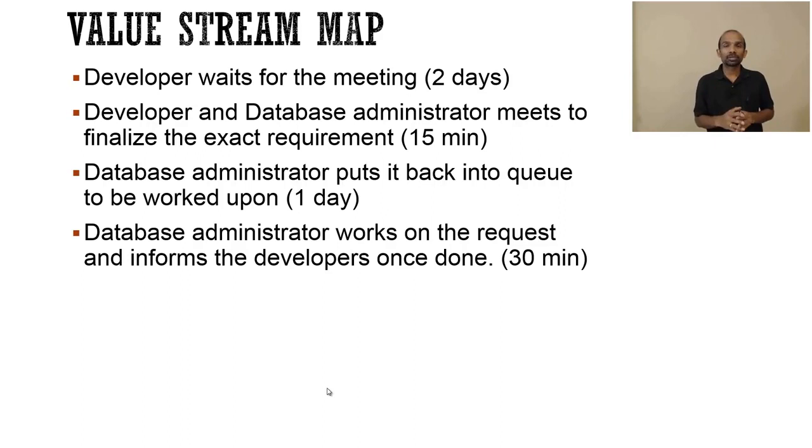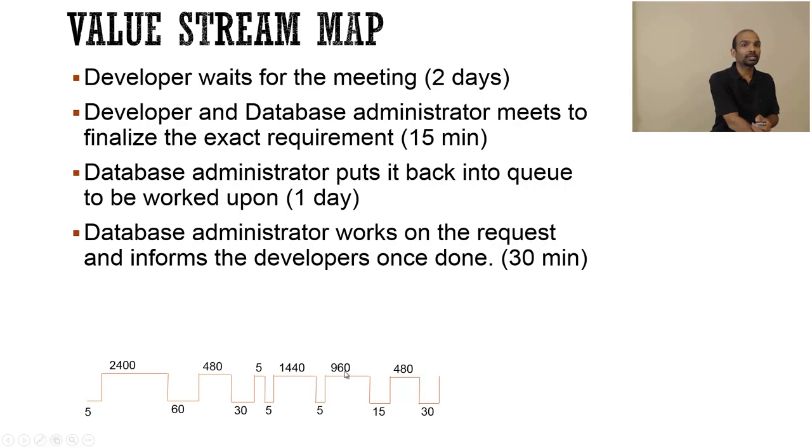So again, if you continue our value stream map, the developer waits, so that's about 960 minutes, and then 15 minutes for them to meet and finalize the requirements. Then again, waiting for another day, which is 480 minutes, and then finally the 30 minutes to finish the request. So as you can see, we went through the whole process on the ground, and we created the value stream map for this whole process.